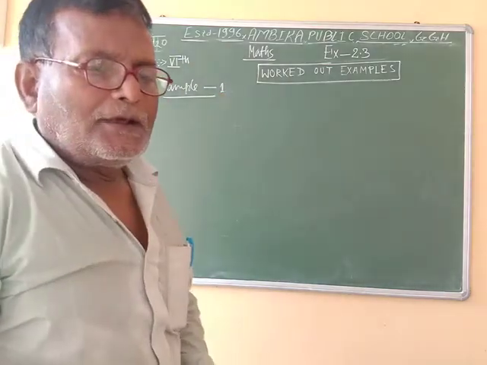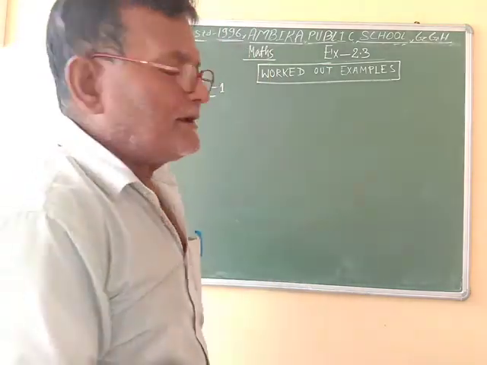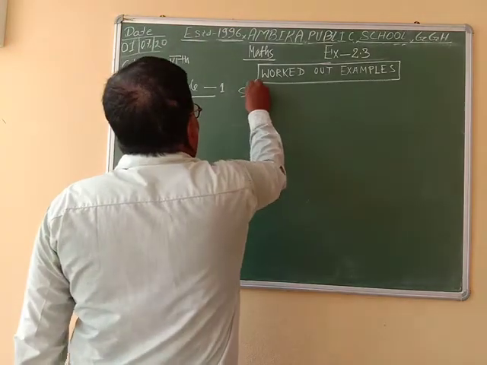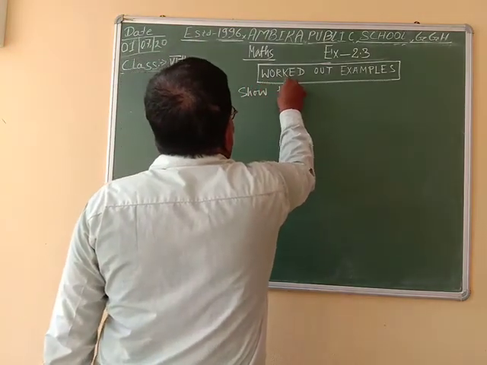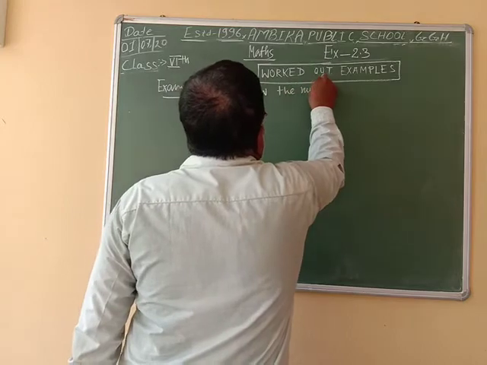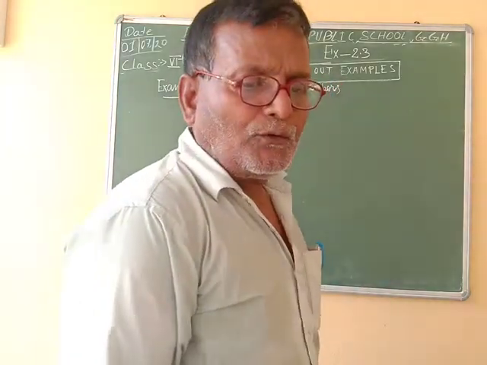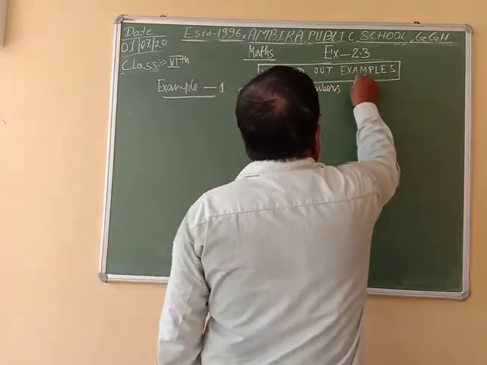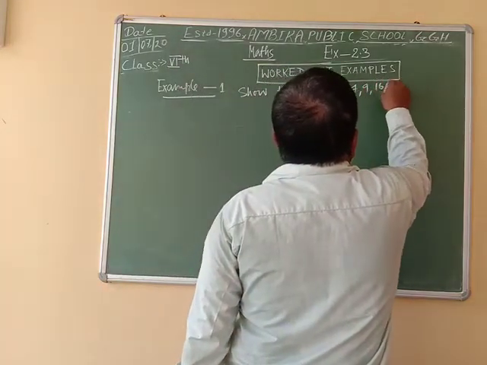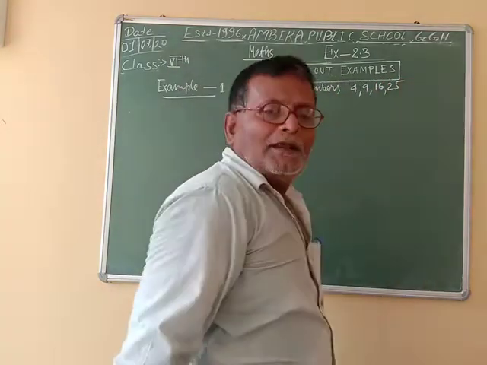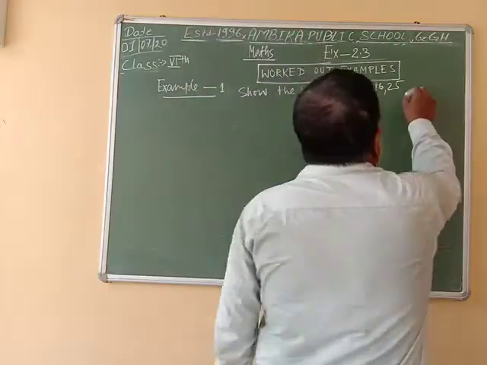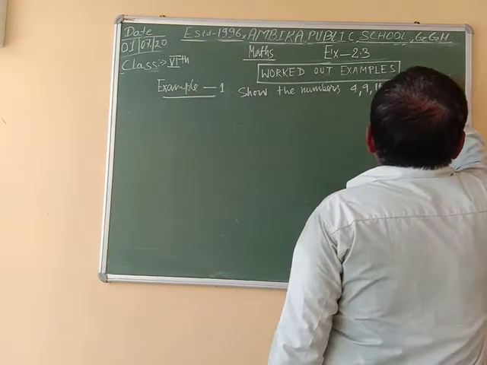Example 1 is: show the numbers 4, 9, 16, 25 as squares.